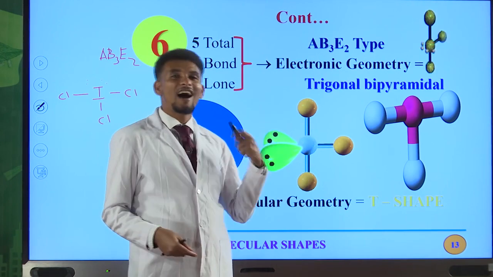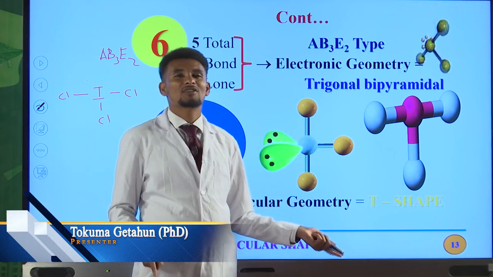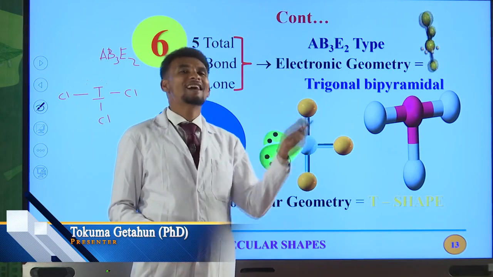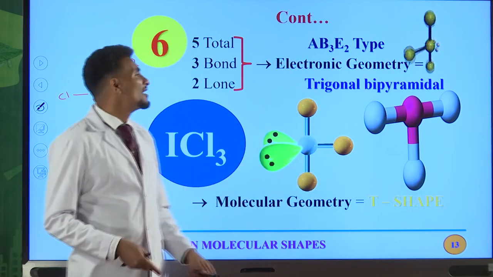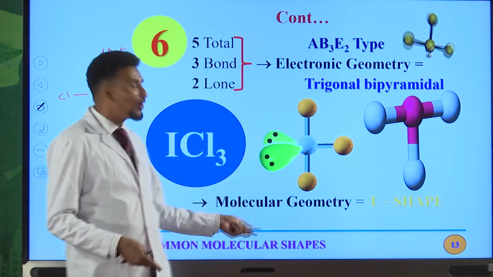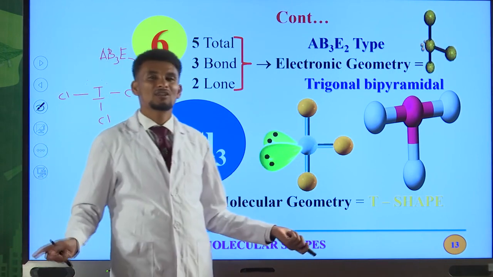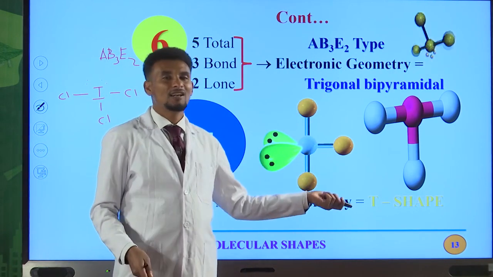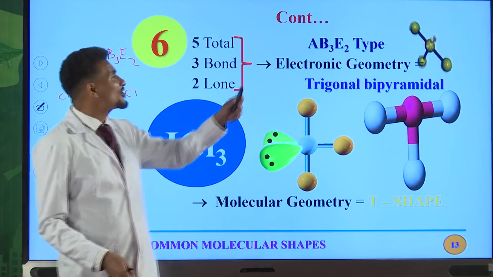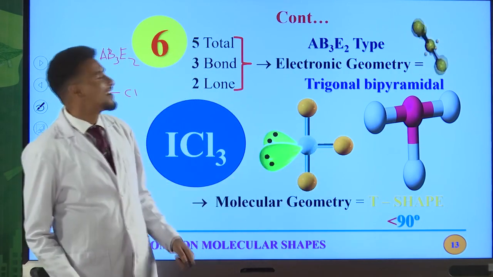So to identify the electronic geometry, look at the electron pairs around the central atom. At the end, you can easily predict the electronic geometry for that molecule. In the case of molecular geometry, or molecular shape, look at the atoms and ignore the lone pairs. So the molecular geometry for this type of molecule is T shape. Its bond angle is less than 90 degrees.